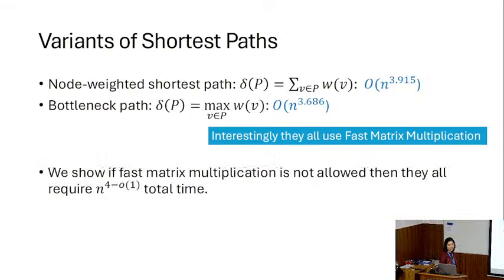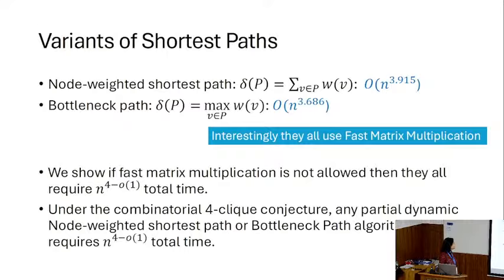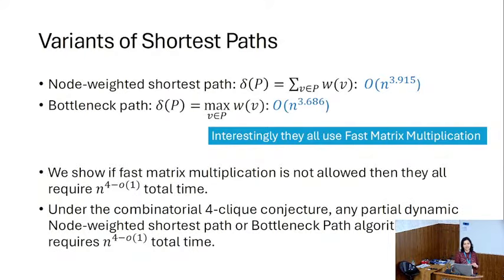A natural question to ask is whether this fast matrix multiplication is really necessary. Here we show that if fast matrix multiplication is not allowed, then again you cannot do anything, even in the partially dynamic setting. The result follows from the combinatorial 4-clique conjecture. Anupana was asking about preprocessing. For an incremental algorithm it doesn't really matter, because you're starting with an empty graph. For decremental graphs, there is a question about preprocessing, and the 4-clique conjecture doesn't hold with preprocessing. We do have another conjecture, the OMV3 conjecture, based on which we can avoid preprocessing. But under the combinatorial 4-clique conjecture, we show that any partially dynamic node-weighted shortest path or bottleneck path algorithm requires n to the 4 time.